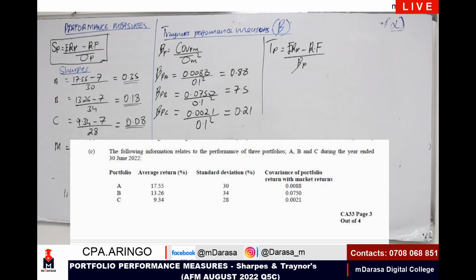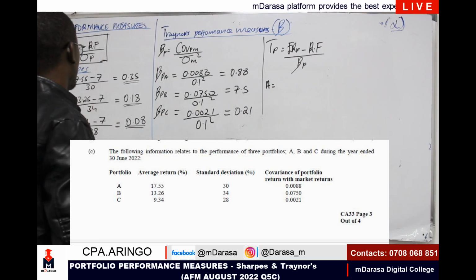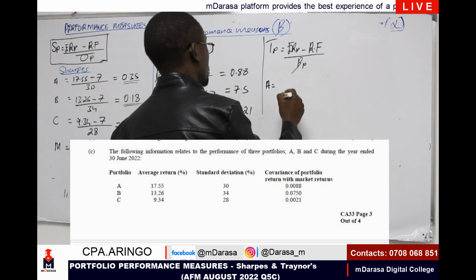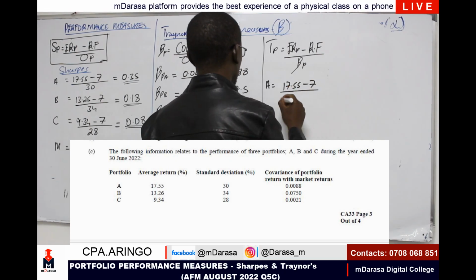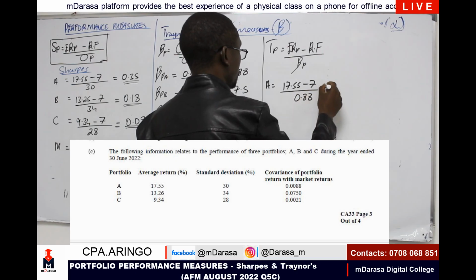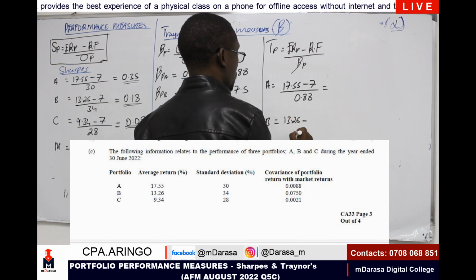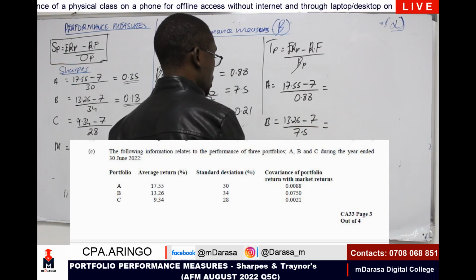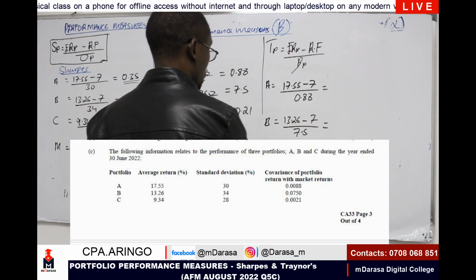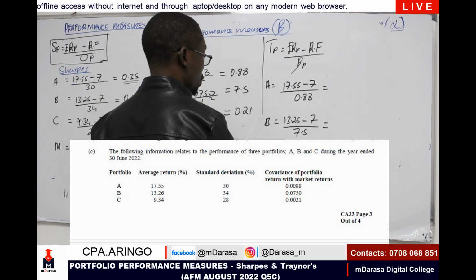So mentioning that, this will now be very easy. It's as if I won't need that question again, because I know very well now. For A, I should take our expected return, which was 17.55, minus 7, divided by the beta, which is 0.88. For B, I'll have 13.26 minus 7, divided by its beta, which is 7.5. And lastly, for C, we should have 9.34 minus 7, divided by our beta, which is 0.21.